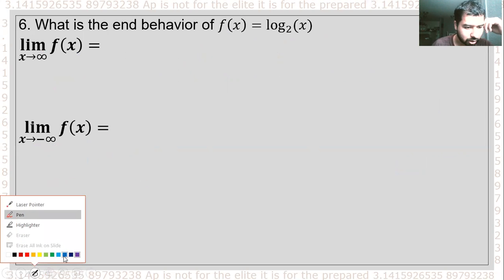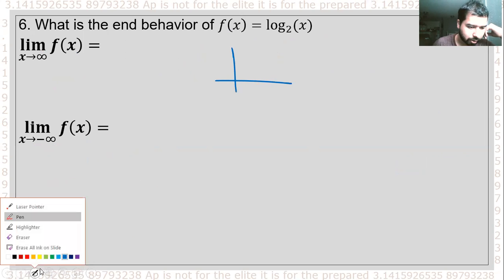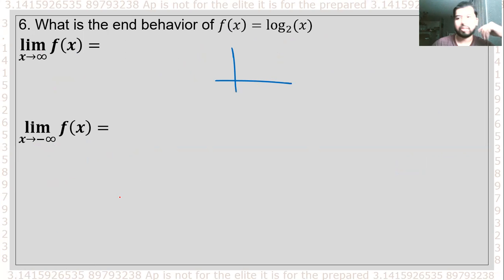Okay, for the next one, I'm only going to go ahead and help you with the parent function of a logarithm. But keep in mind, guys, you need to be able to know these on your own. A logarithmic function is the inverse of an exponential. We just saw an exponential that was like 2 raised to the x from the last example. So if we reflect over the line y equals x, we should have this right here.